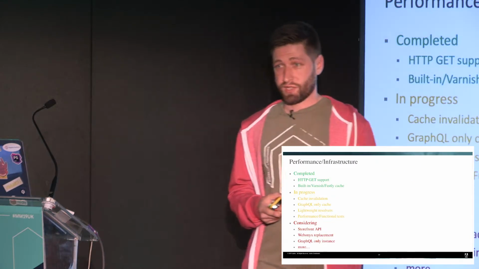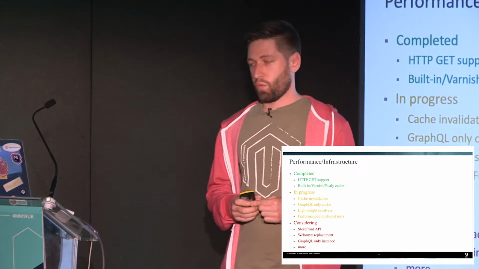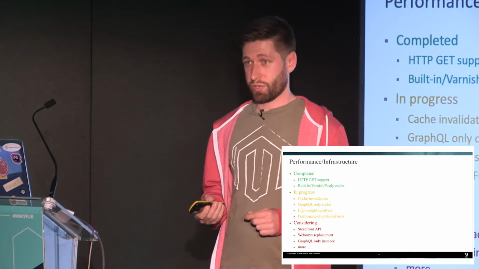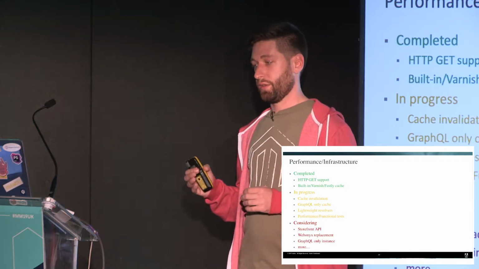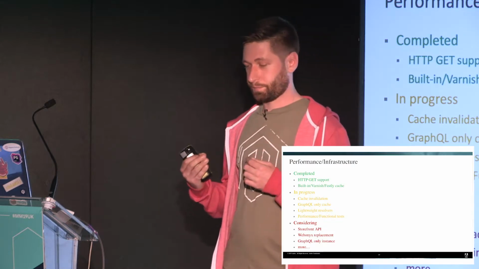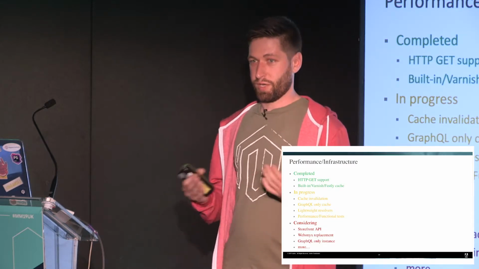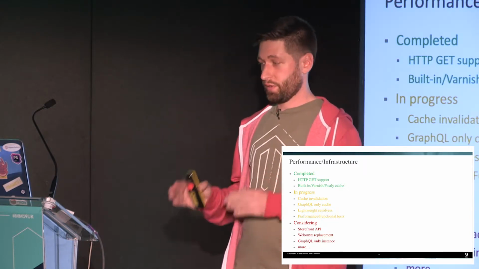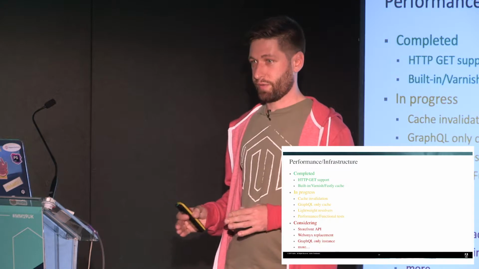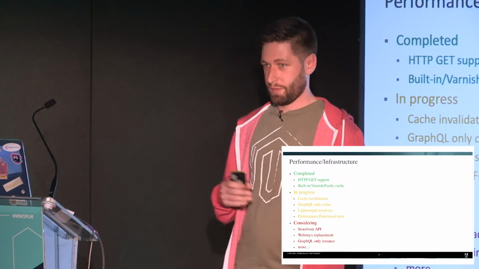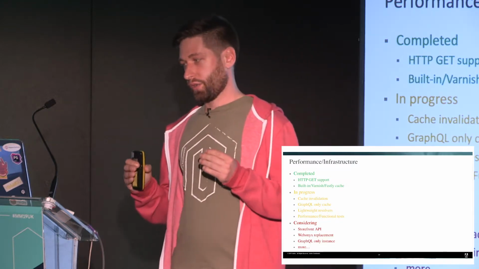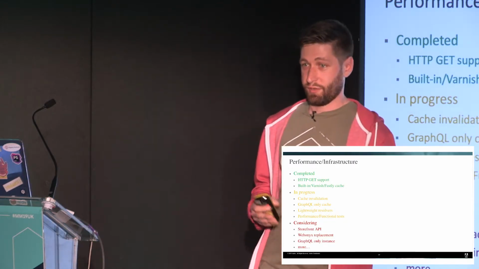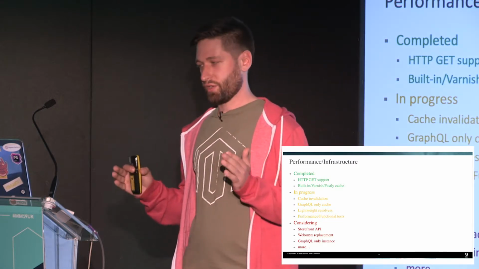On the performance track, what's completed already is HTTP GET support. So basically, GraphQL supports not only POST requests, but GET requests with the same GraphQL syntax, the same GraphQL approach, but encoded as a GET parameter. And with the GET support, GraphQL can be cached in the built-in full page cache, Varnish, or Fastly.